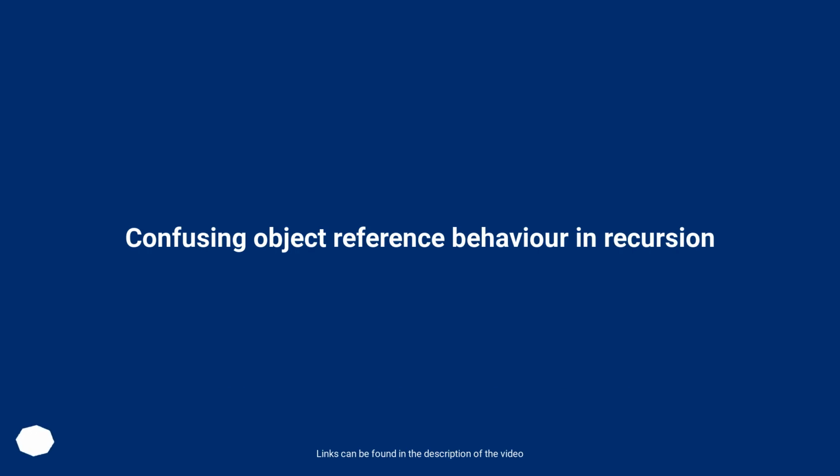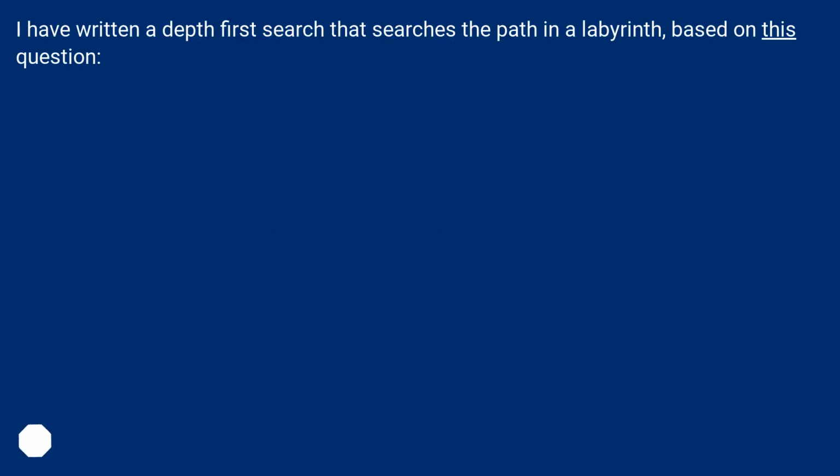Confusing object reference behavior in recursion. I have written a depth-first search that searches the path in a labyrinth, based on this question.